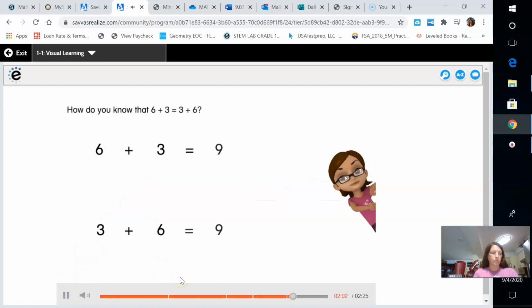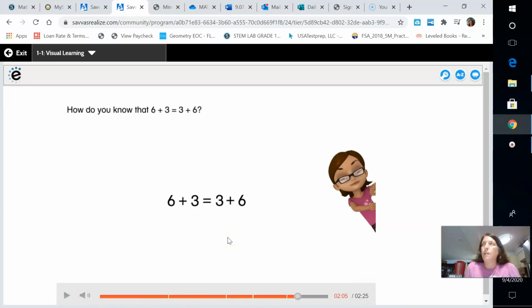How do you know that 6 plus 3 equals 3 plus 6? Okay, I want to look at this one with you for a minute because we did these in first grade in December and January. Remember that equals means the same as. Anytime you ever see an equal sign, you need to think the same as, the same value. So this side has to be the same as this side. So I want you to look at this and tell me if this side of the equal sign equals the same thing as this side of the equal sign.